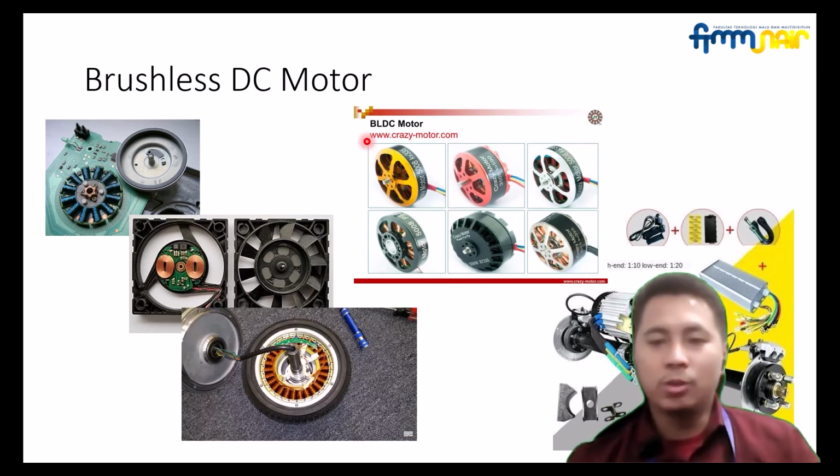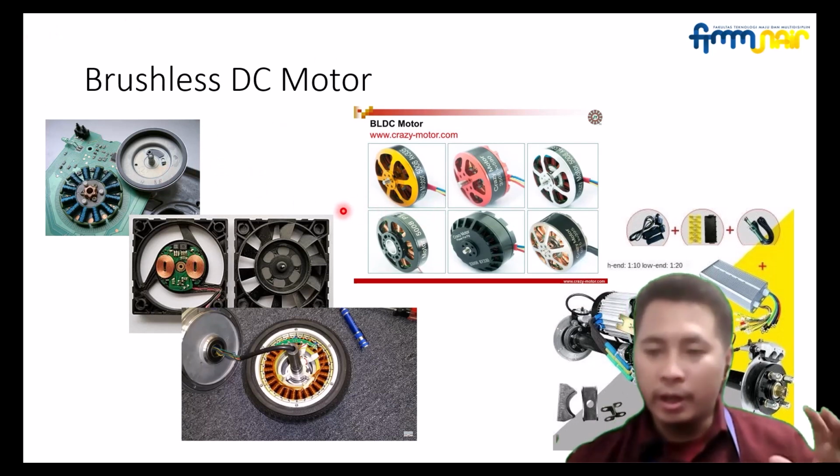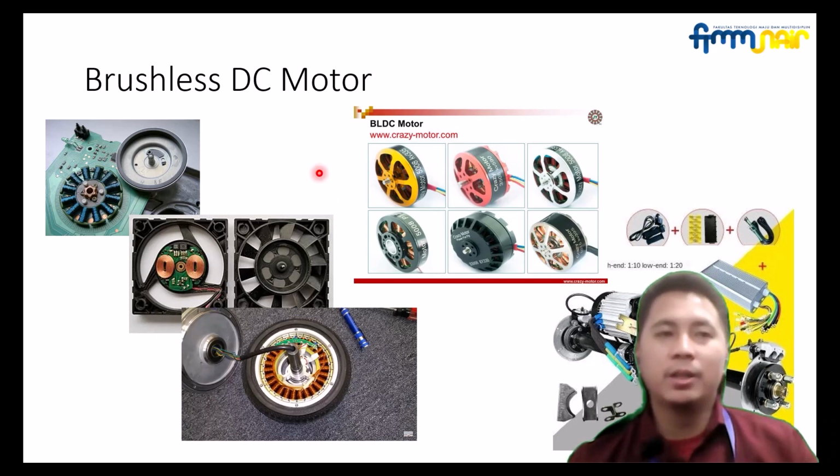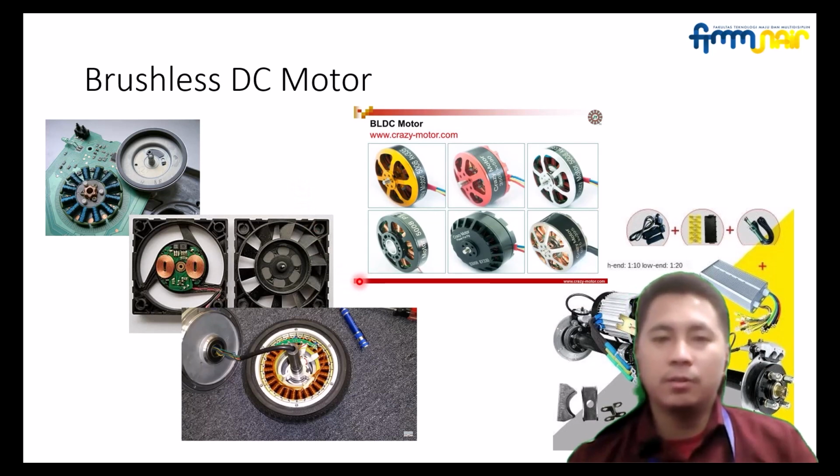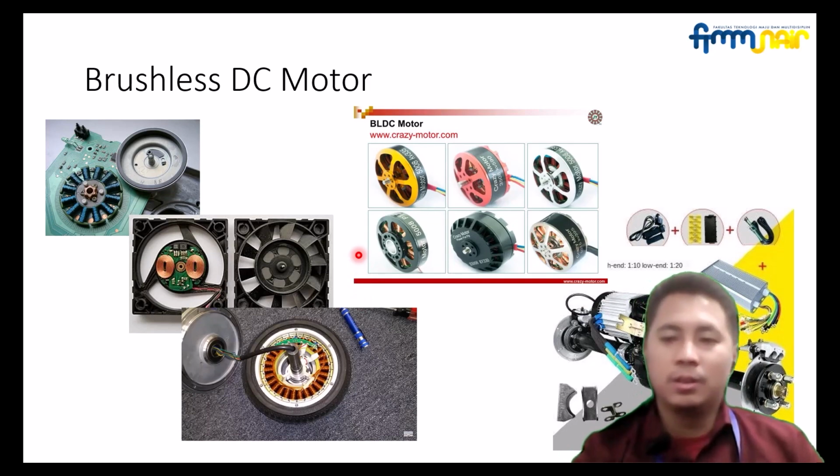You can see it on the picture. Actually, this motor is commonly used in many areas. It is used for computer hard drives, electric vehicles, electric bicycles, industrial robots, washing machines, blowing fans, and so on. There are so many applications of brushless DC motors.